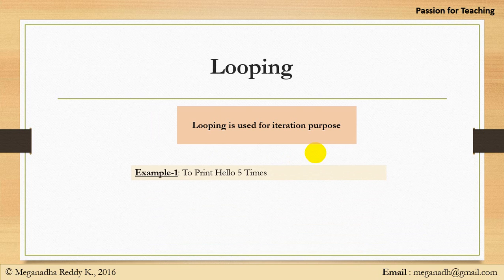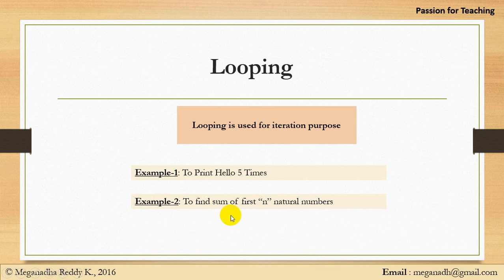To print hello 5 times, instead of writing Console.WriteLine 5 times, it's always good to use Console.WriteLine in a for loop: for i equal to 1, i less than or equal to 5, i plus plus. So looping is used for doing the same type of functionality multiple times. Okay, the first example is to print hello 5 times, and let's see one more example.